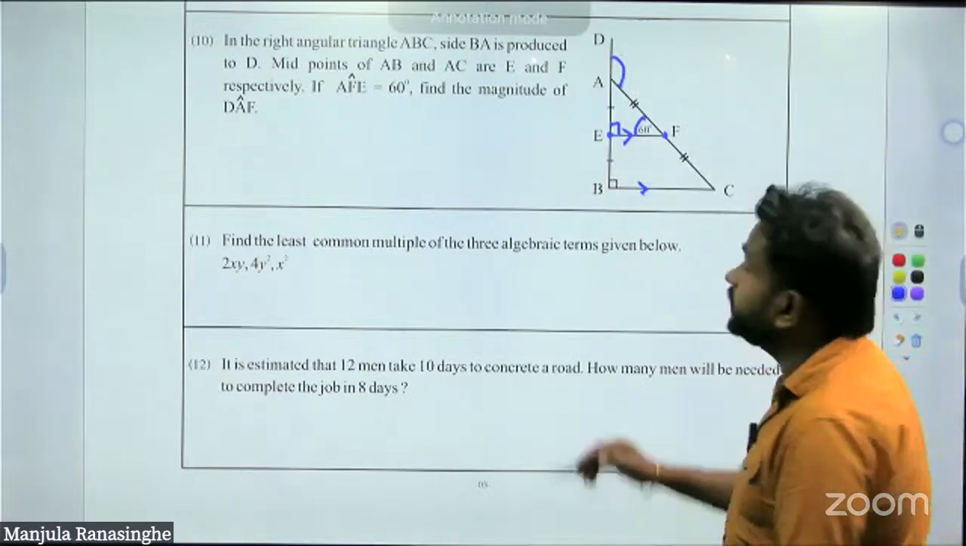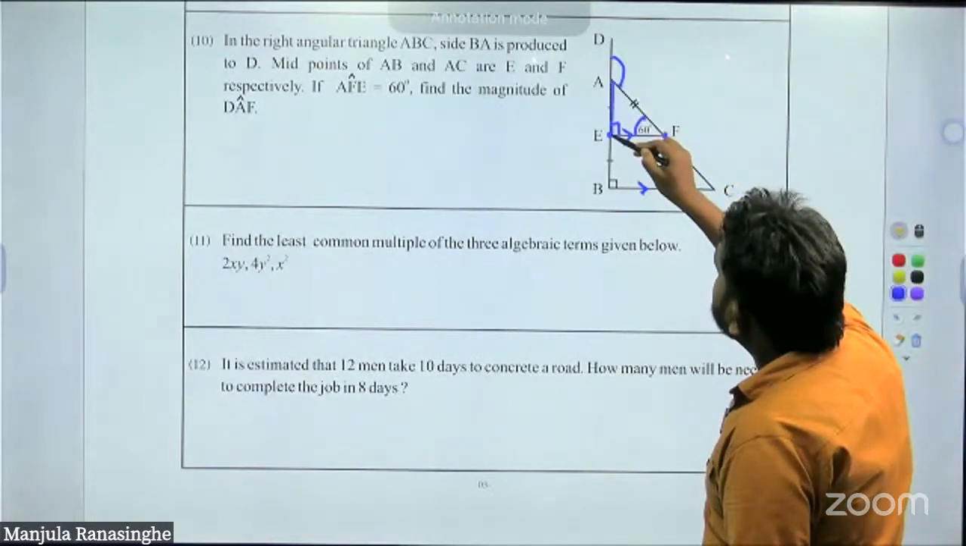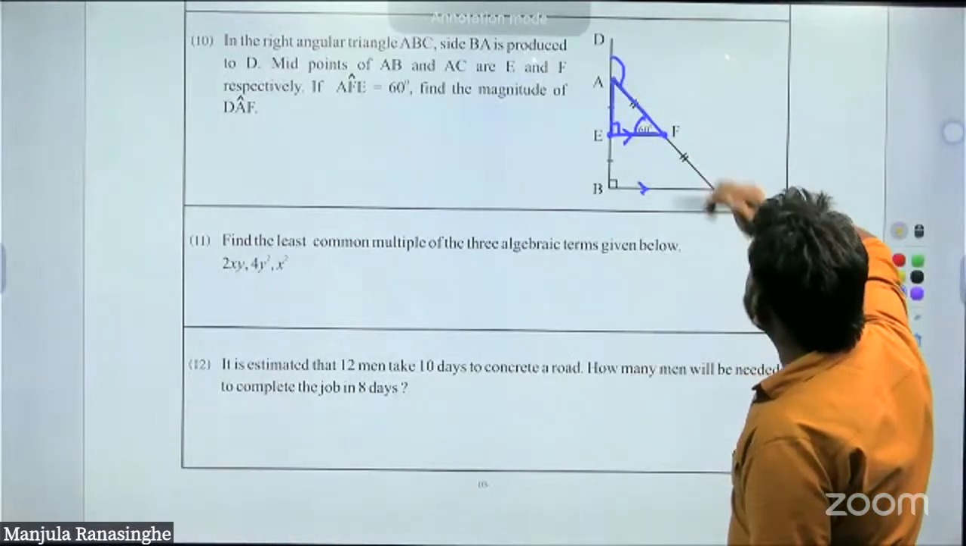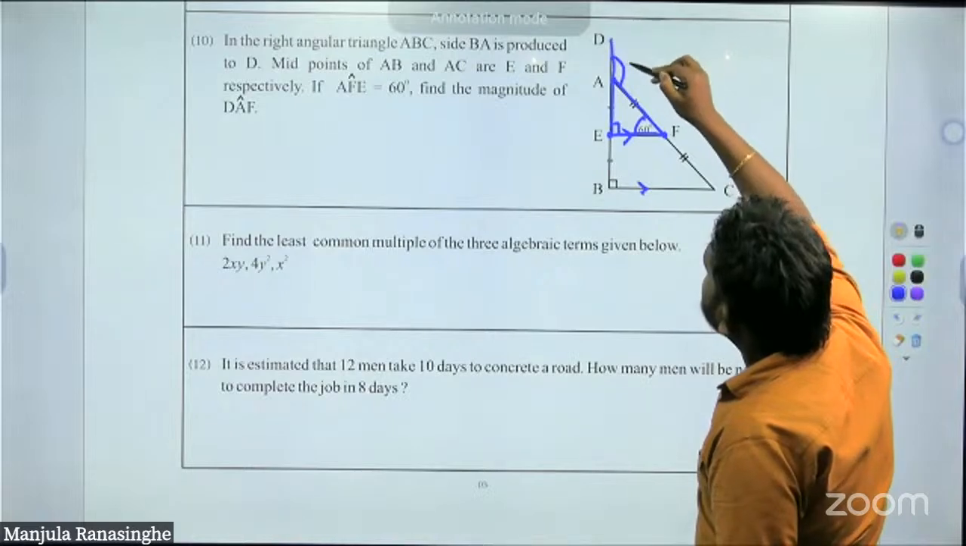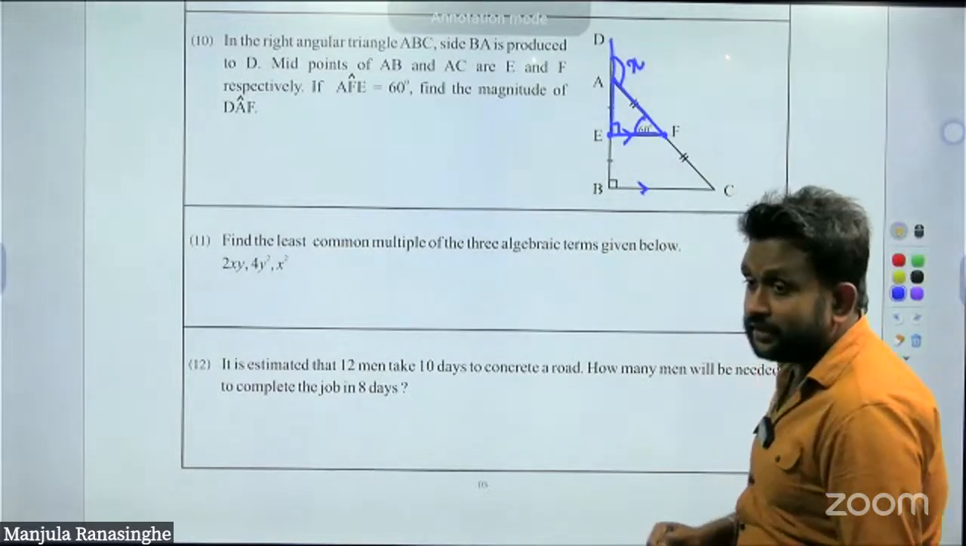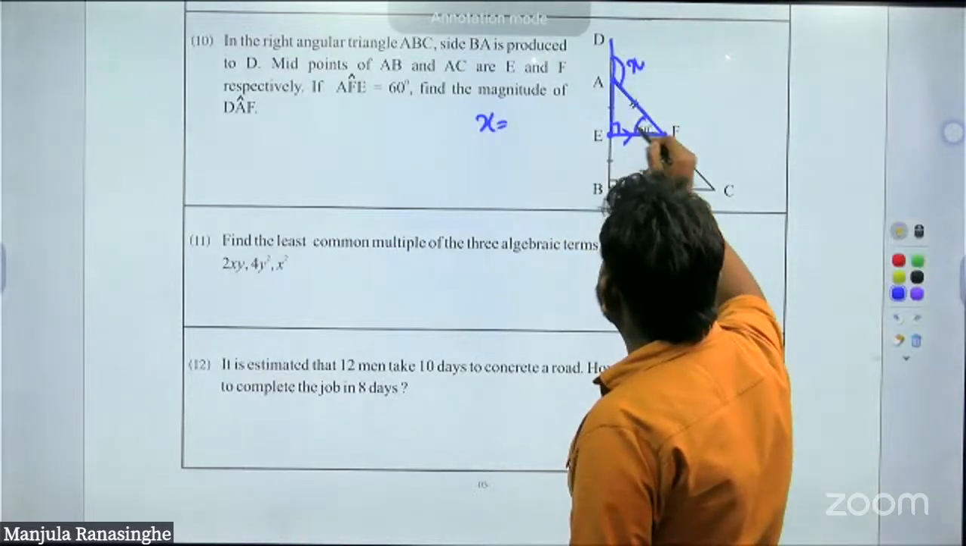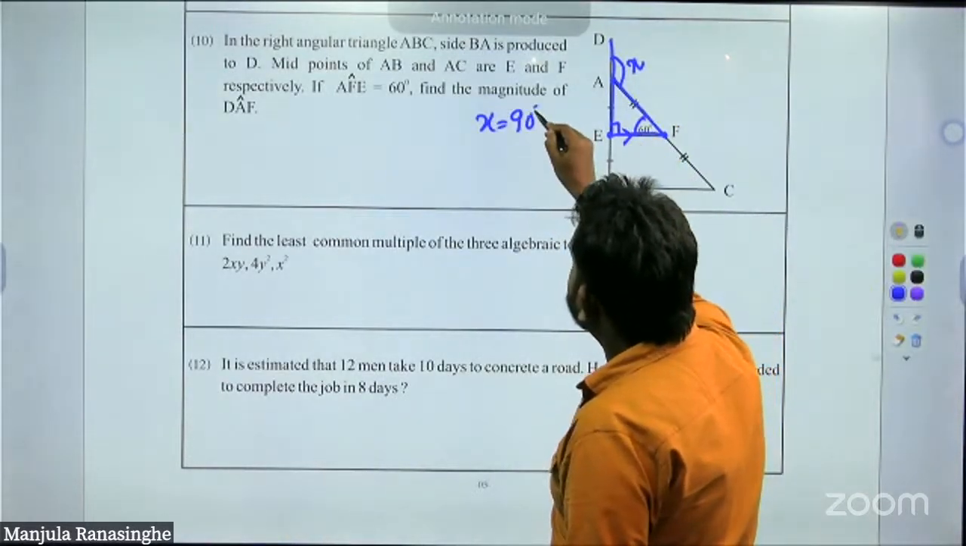Now you can consider this triangle. Which triangle do I consider? The triangle EAB. Then this is the one side produced and the exterior angle is created. I take it as x, so I can write that the exterior angle x equals the sum of the interior opposite angles, that means 90 plus 60.